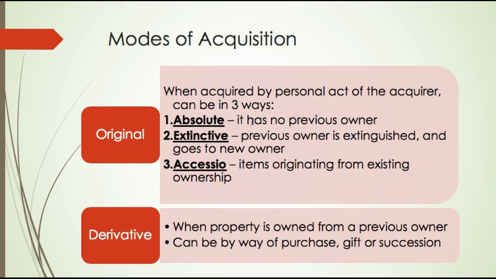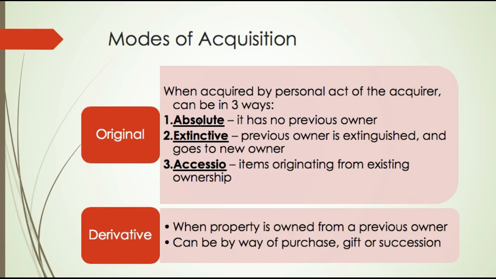For example, a land which is not alienated to an owner has no previous owner. So absolute acquisition means you are getting something that has no previous owner. In other words, anyone that goes hunting for rabbits or for deer, if you manage to get that rabbit, it means it's yours. Get that deer, it means it's yours.